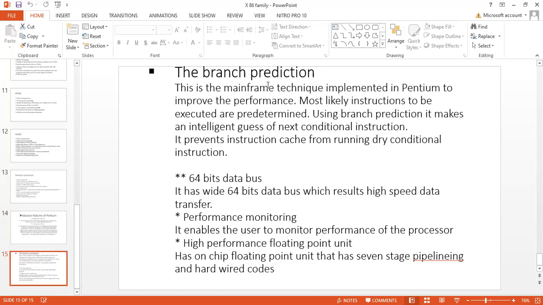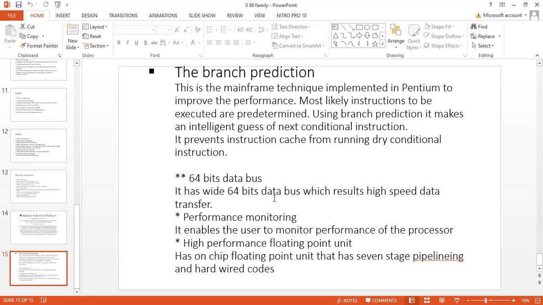Branch prediction. In this case, basically, it usually guesses what the next instruction is. Okay. So that is called branch prediction. What it does is it prevents the instruction cache from running dry in a conditional instruction. And then it has a 64-bit data bus. Because of the 64-bit data bus, high-speed data transfer is possible.